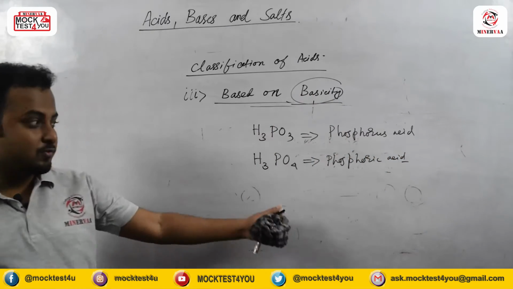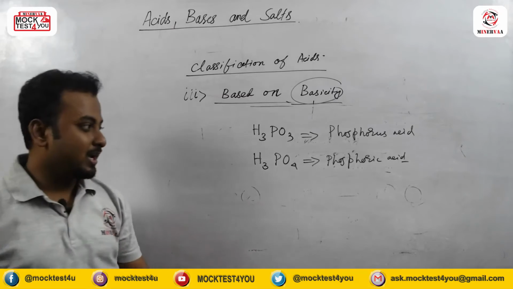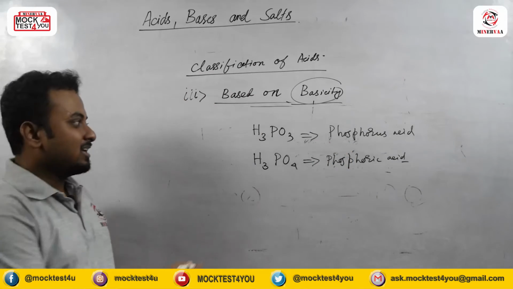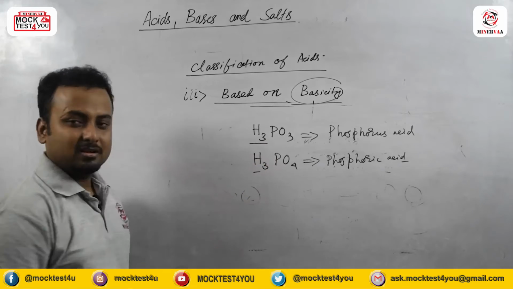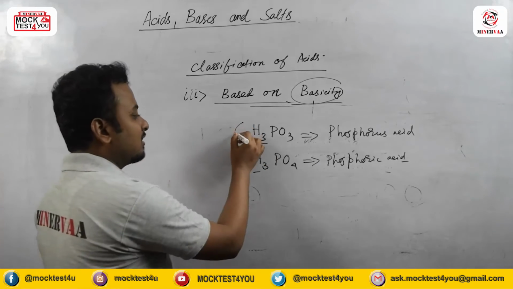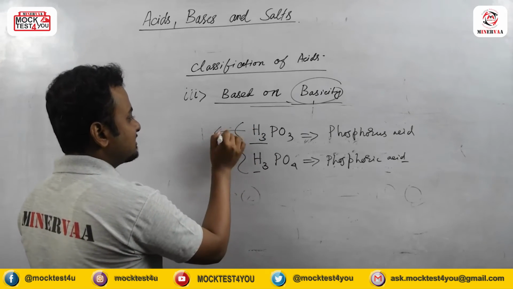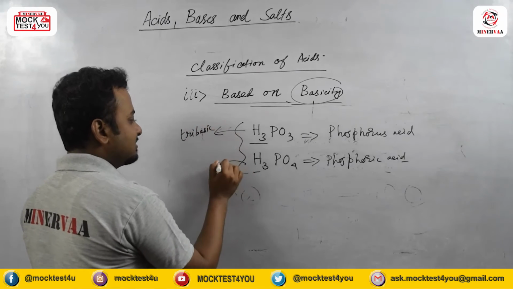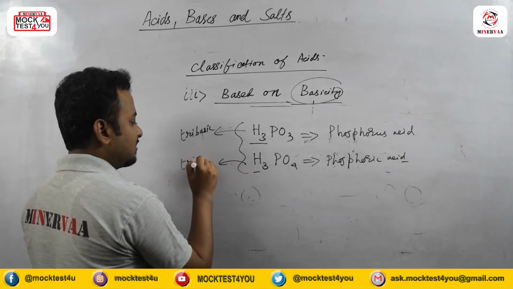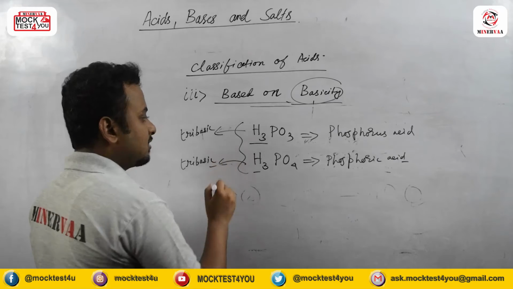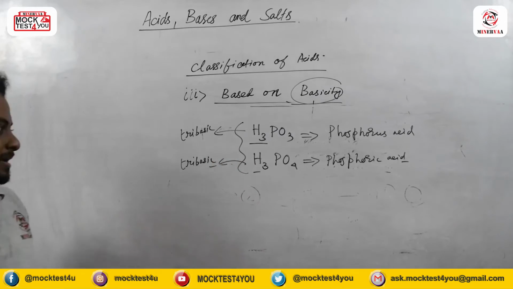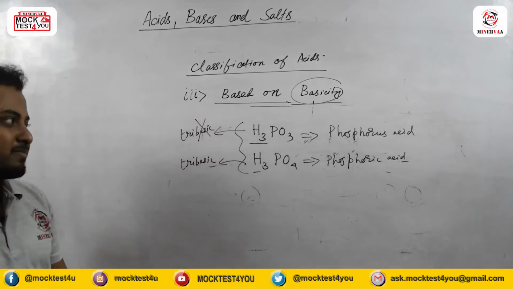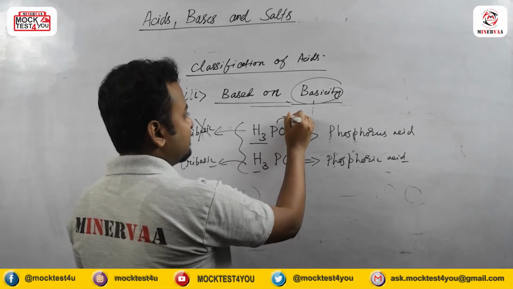So one is phosphorus acid and another is phosphoric acid, right? From the formula we are seeing that there are 3 H present. So you can simply conclude that both are tribasic acid. This is also tribasic and this is also tribasic. Okay, we can conclude that by simply seeing the formula, but actually this is wrong. This is not tribasic. This is dibasic acid.